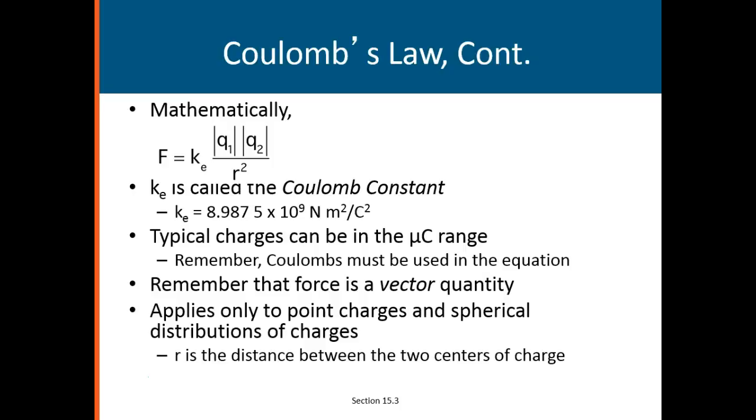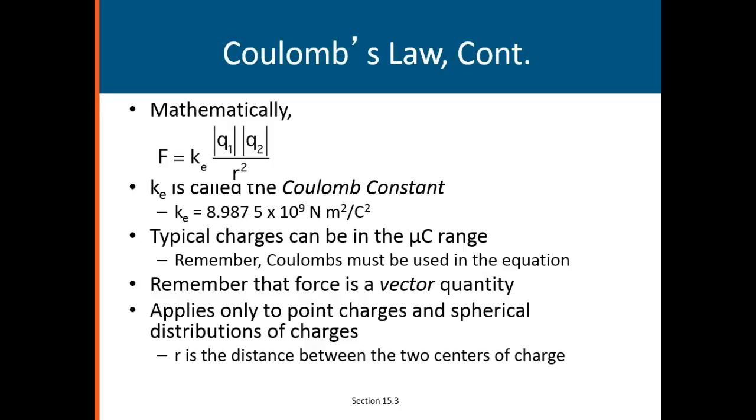The value for K sub E is 8.9875 times 10 to the 9th newton meter squared per Coulomb squared. Okay? Now let's see if those units make sense. You've got to have newton in here because the force is in newton. Okay? Meter squared cancels out these meters squared. Coulomb squared cancels out the product of those two Coulombs. So that leaves you force in newton. So sure enough, that makes sense.